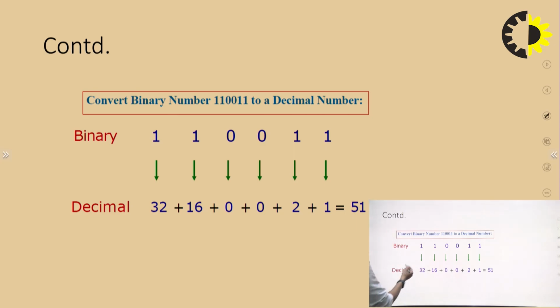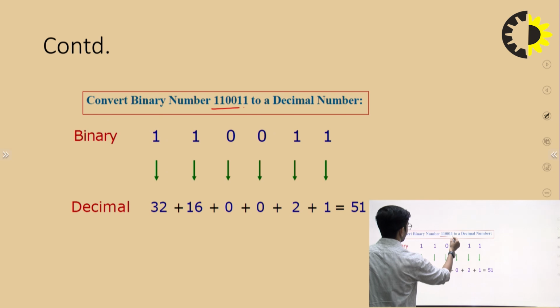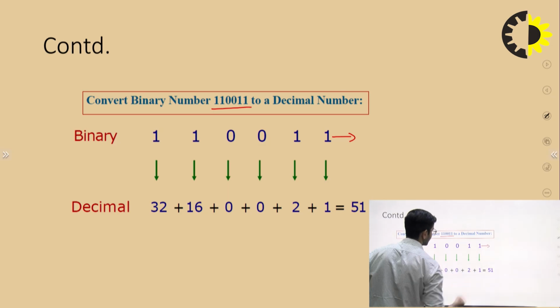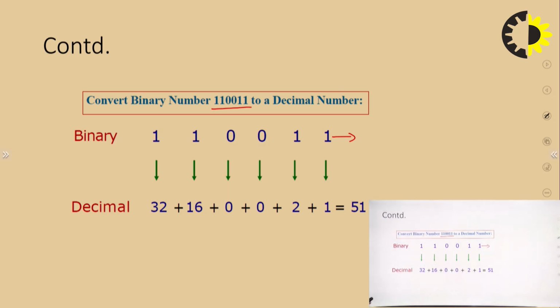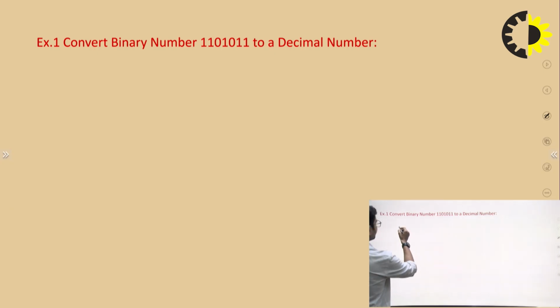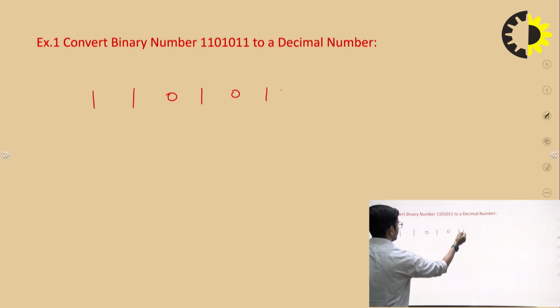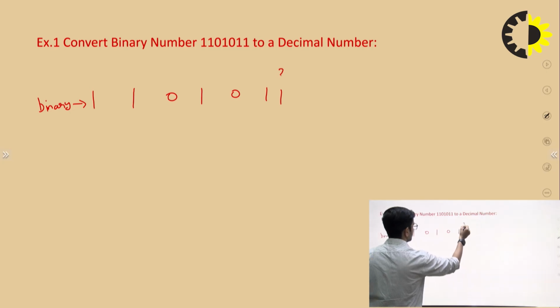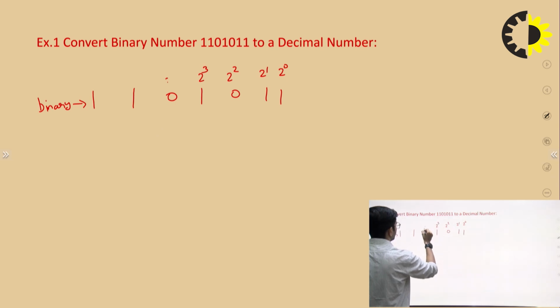Next, let's say we have the binary number 110011. That example we have already discussed in the previous slide. So let's move to our next slide. How do we convert this number, 11001011? This is a binary number. First of all, we have to take the powers of 2: 2 to the power of 0, 2 to the power of 1, 2 to the power of 2, 2 to the power of 3, 2 to the power of 4, 2 to the power of 5 and 2 to the power of 6.